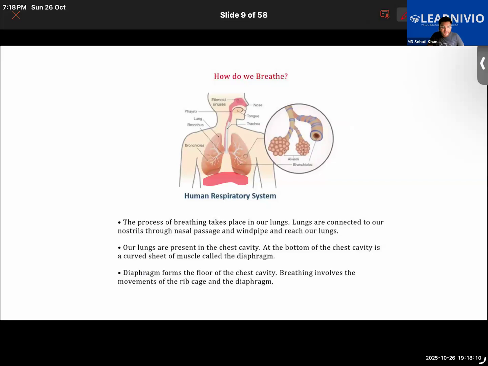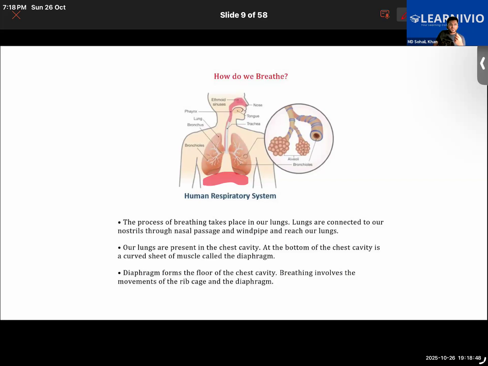Now the question is, how do we breathe? How does this entire mechanism work? In the process of breathing, which organs are involved? Lungs. And other organs are also involved. The ribs are involved. Good. The heart? No, not the heart. The windpipe is involved in it, right? Yes, sir. The nose is involved in it, right? Nose and mouth, exactly.